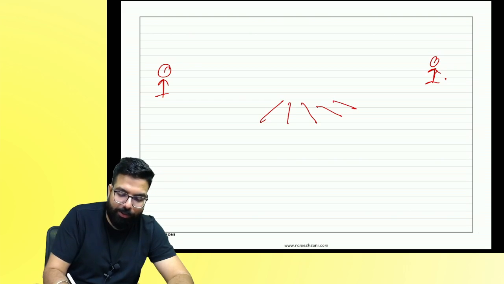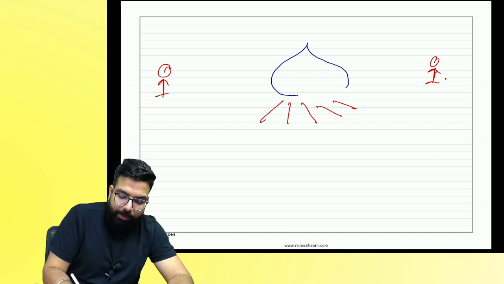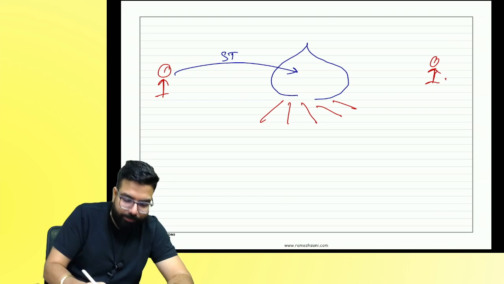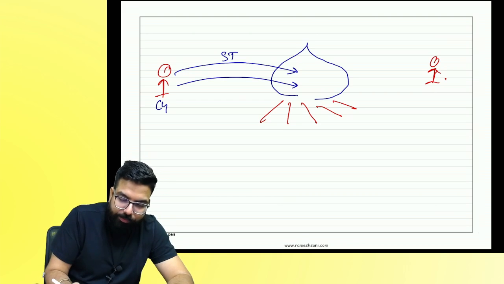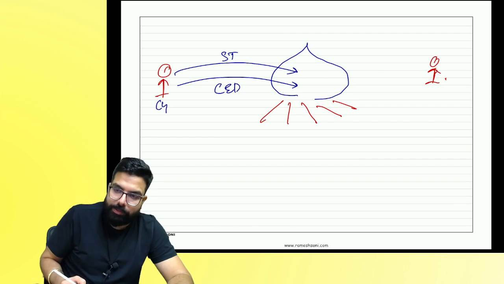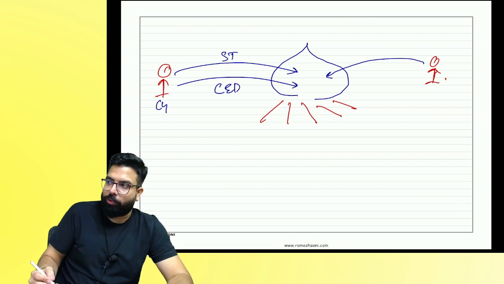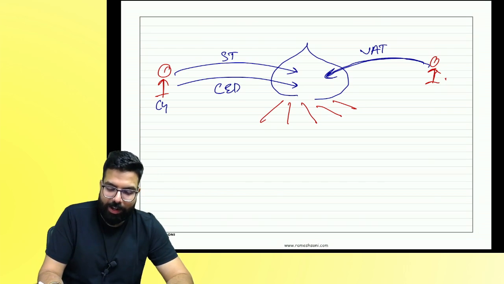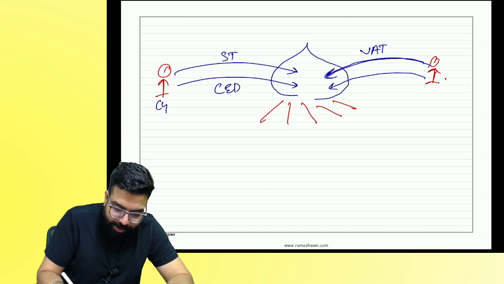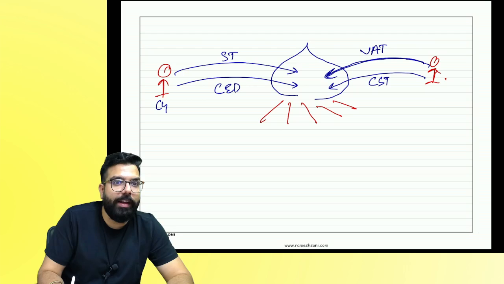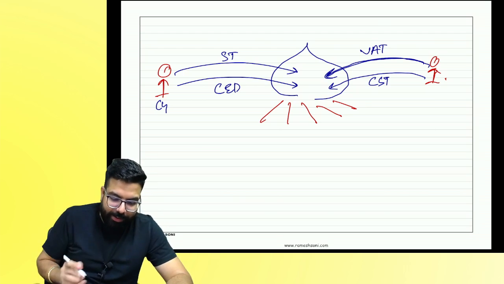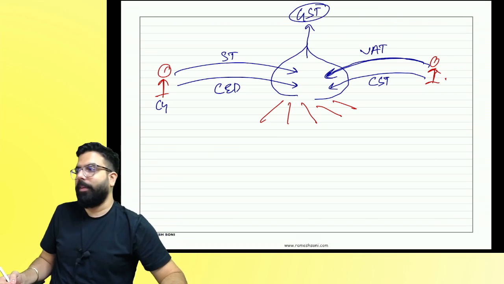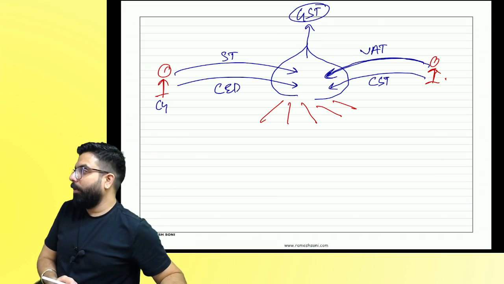I love drawing, everyone. Okay. The central government gave up service tax. Then here, central excise duty. They gave up these. The states gave up VAT. And CST. What came out, everyone? GST. GST came out. Are we clear, everyone?